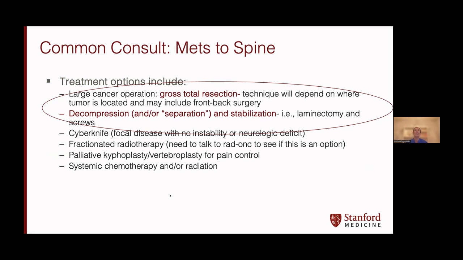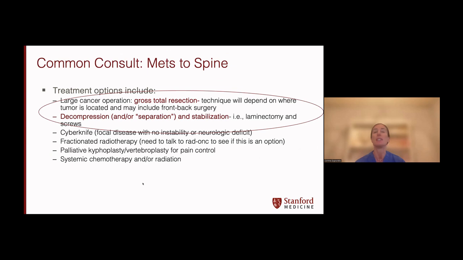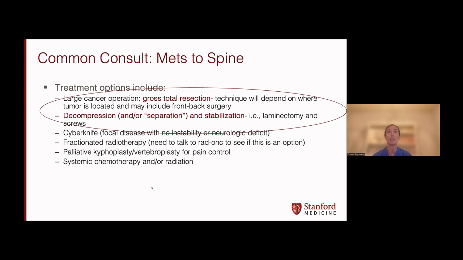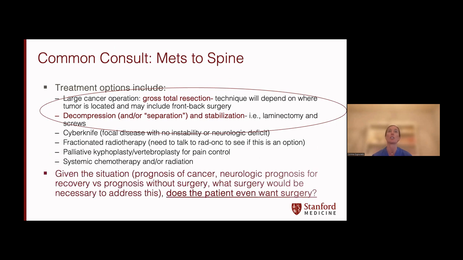Okay, we can consider large cancer operations, gross total resections, front-back surgeries, but I would argue that especially in the realm of metastatic cancer to the spine, that's not really what we are supposed to do as surgeons, right? These patients have disease in many parts of their body. This is not a curative surgery for them. So really the mainstay of our practice is decompression and/or separation surgeries and stabilization surgeries. And we'll talk about the really fun ways that we get to do these types of surgeries.